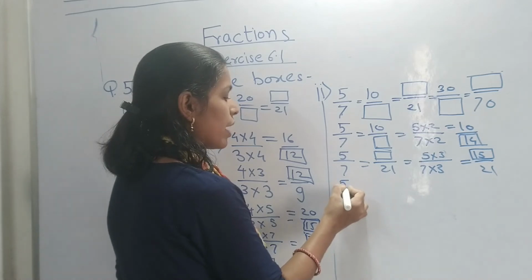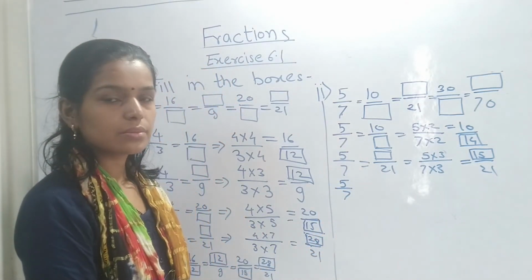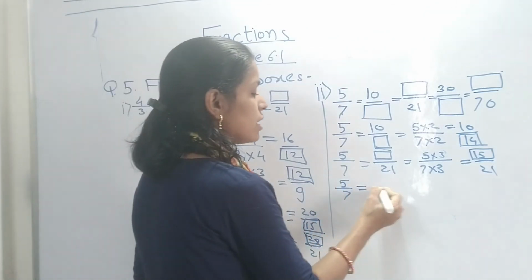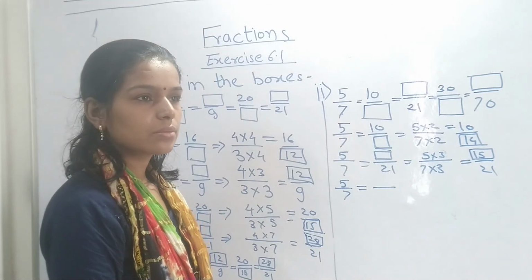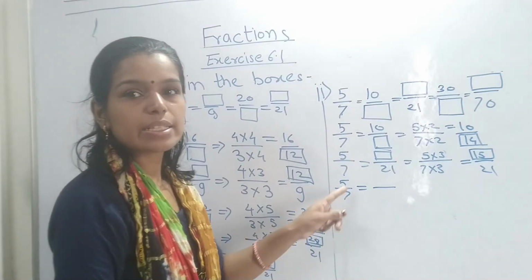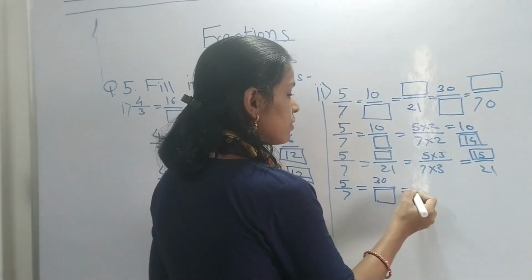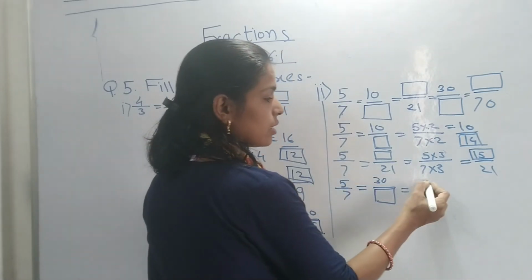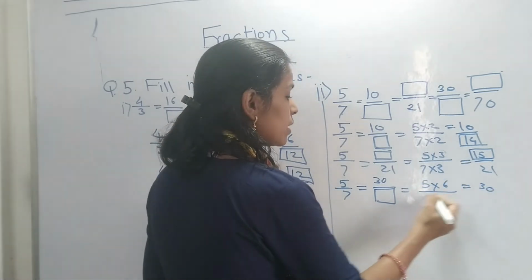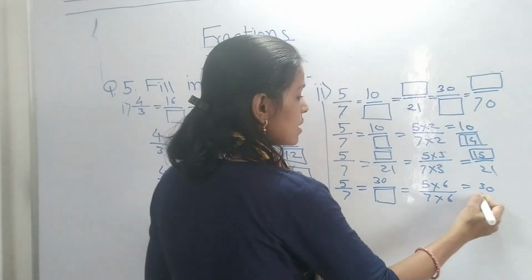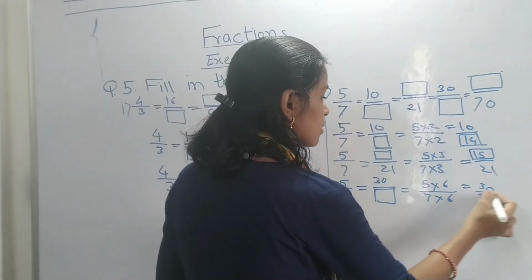Now next 5 by 7 is equal to 30 upon this box. As we know that 5 6s are 30 will be there. So to the denominator also multiply by 6. 7 6s are 42. So 42 will be the denominator.